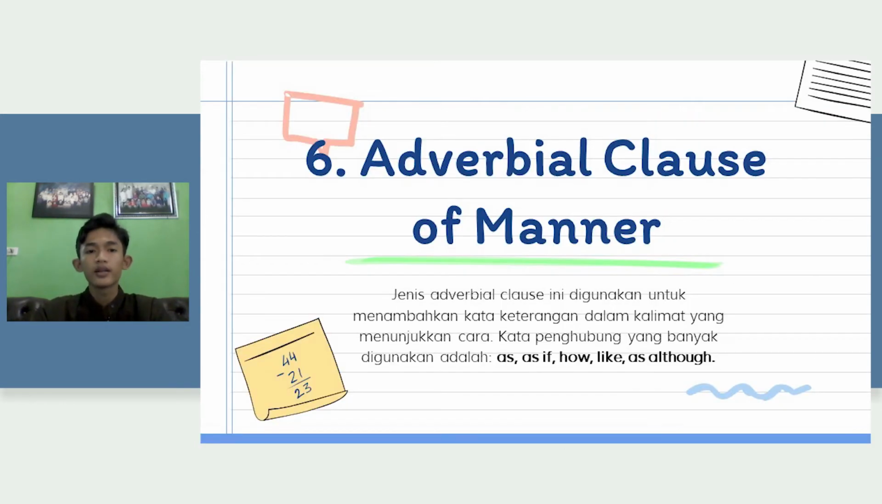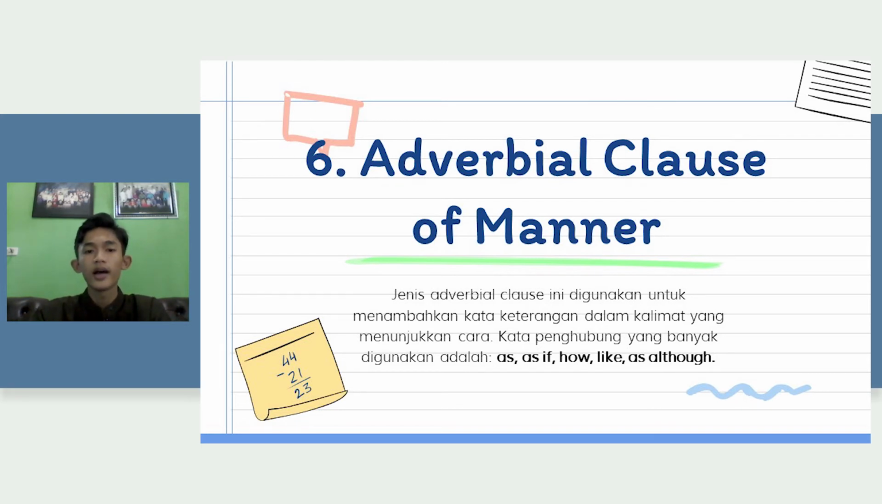6. Adverbial clause of manner. This type of adverbial clause is used to add an adverb in a sentence that shows how. The conjunctions that are widely used are as if, how, like, as although. Example of sentence using the adverbial clause of manner.